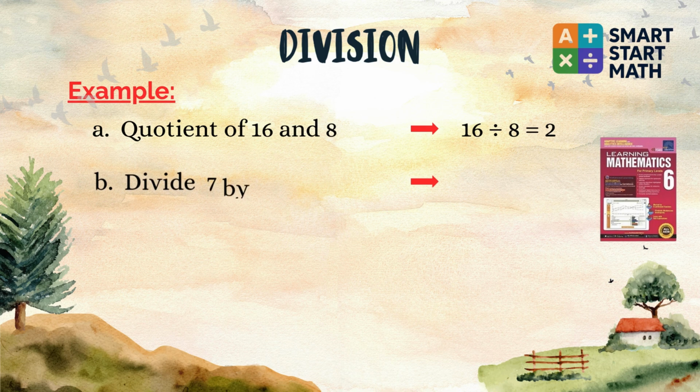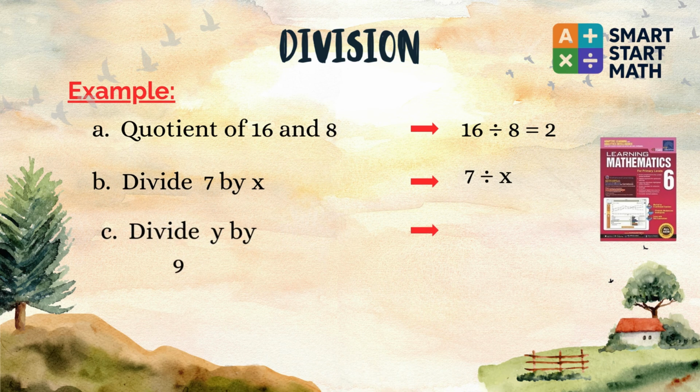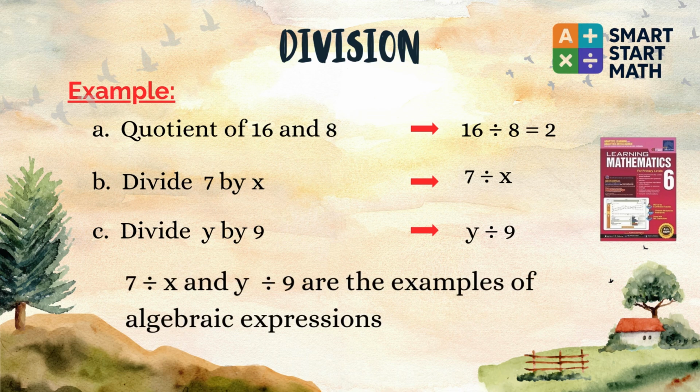In example B, we take 7 divided by x. We write this as 7 divided by x, or 7 over x. In example C, we divide y by 9, which we write as y divided by 9, or y over 9. Based on these examples, 7 divided by x and y divided by 9 are both examples of algebraic expressions using division. Now, let's take a minute to think about this question.